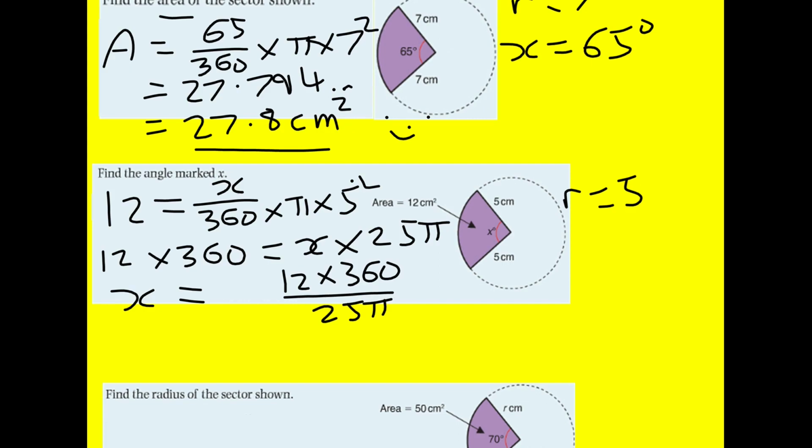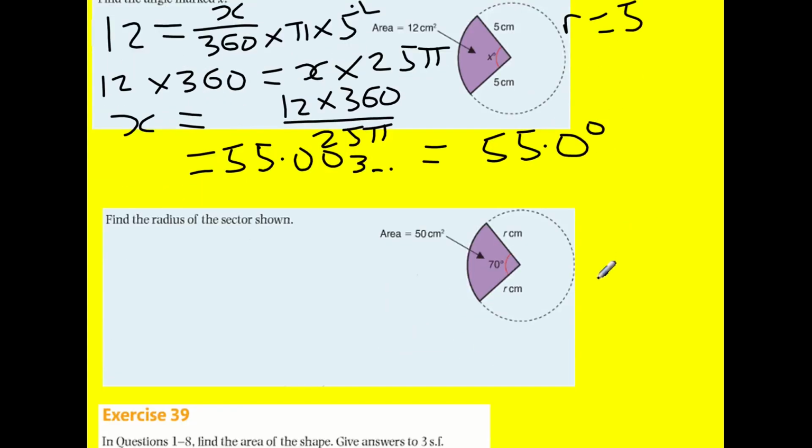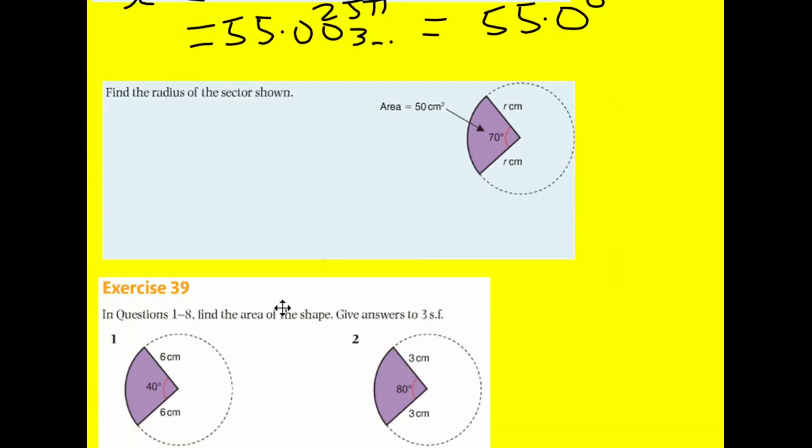Put that in your calculator. 12 times 360 divided by 25 pi. And we get 55.003 dot dot dot. Round that. Remember, every time I'm writing the answer more fully and then I'm rounding it. 55.0 degrees. Always put your symbol in. Okay, done. Very, very similar to the arc length.